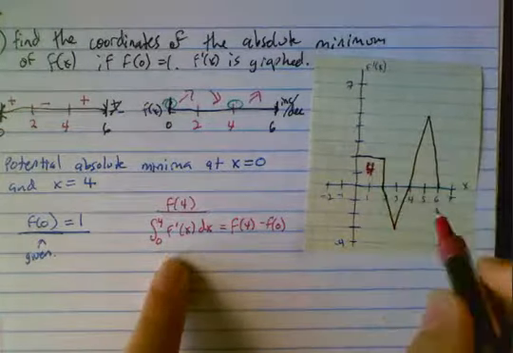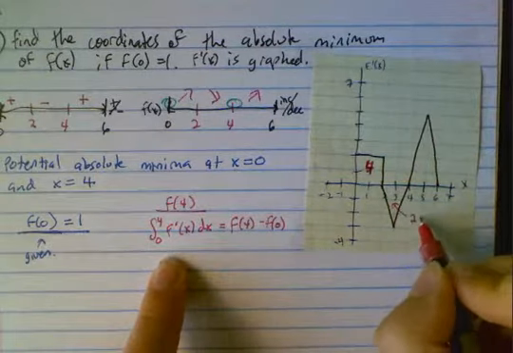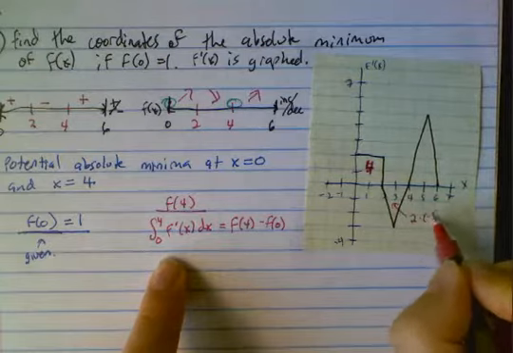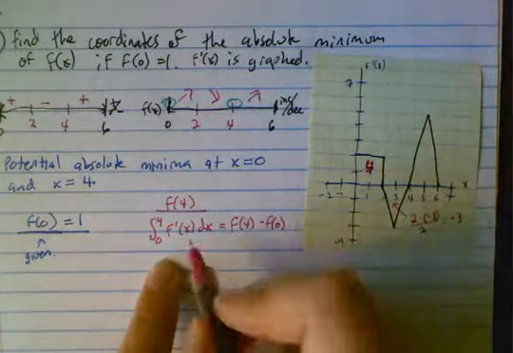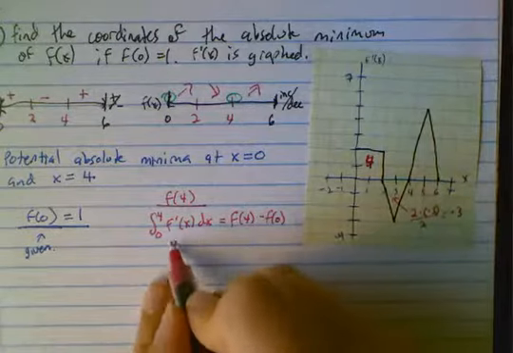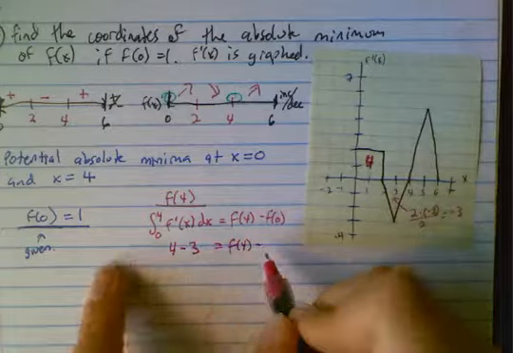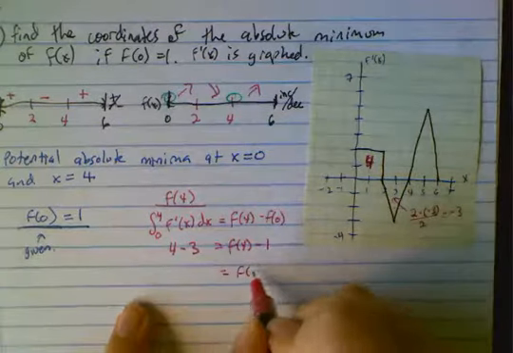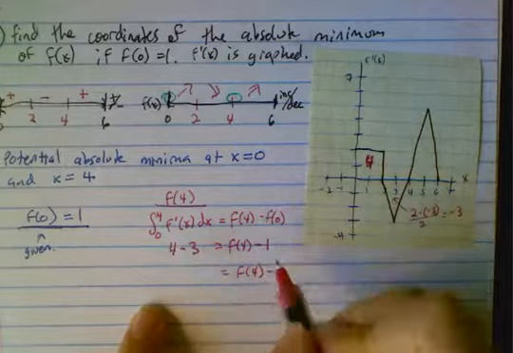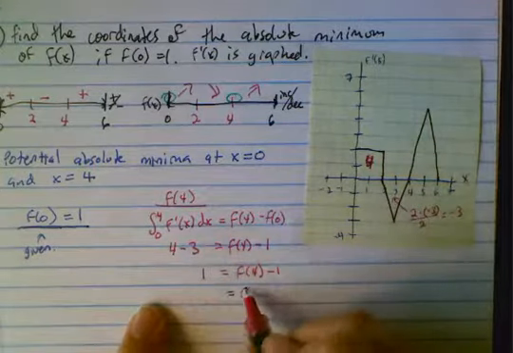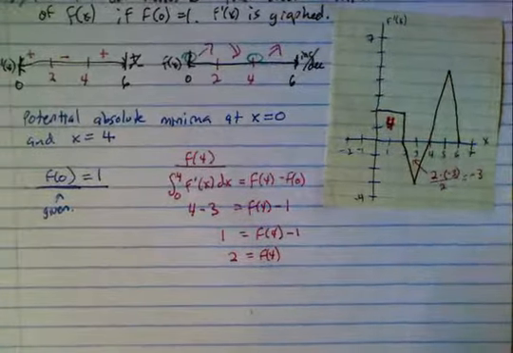So from 0 to 4, we know that this area right here is 4. Count those little blocks, 2 times 2. We know that this area right here is going to be width of 2 times negative 3 divided by 2, so that's negative 3. And then we stop there. So the area here is 4 minus 3 equals f of 4, which we want to know, minus f of 0, which is 1. 4 minus 3 is 1. Add 1 to both sides. F of 4 equals 2.